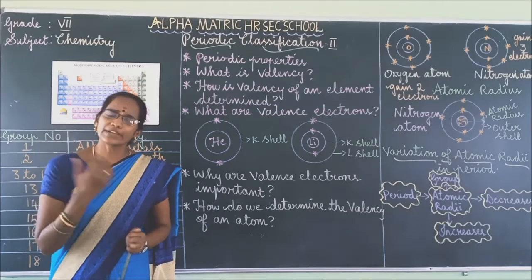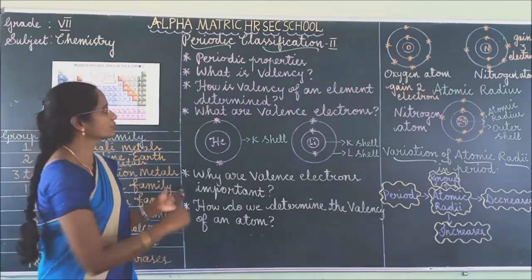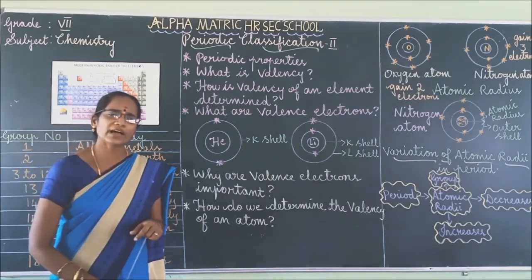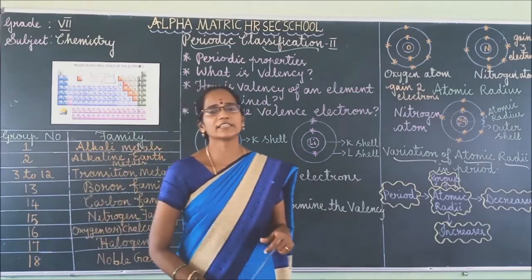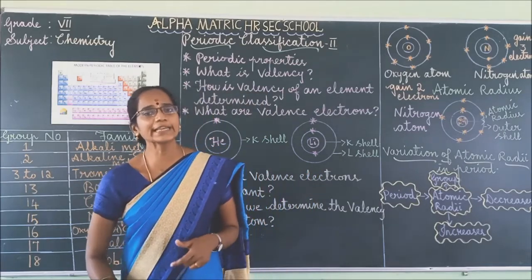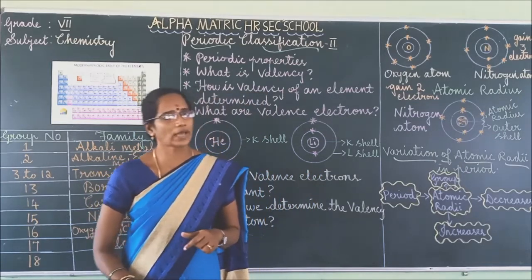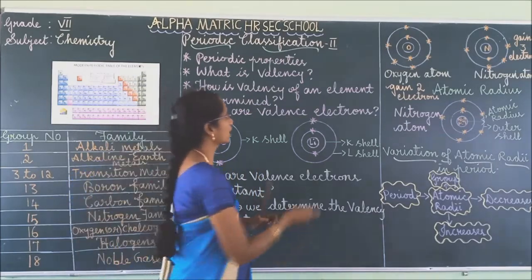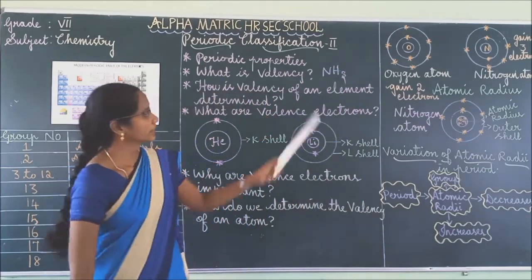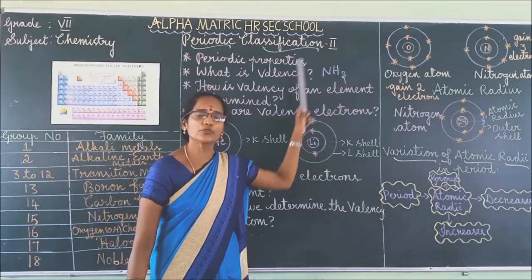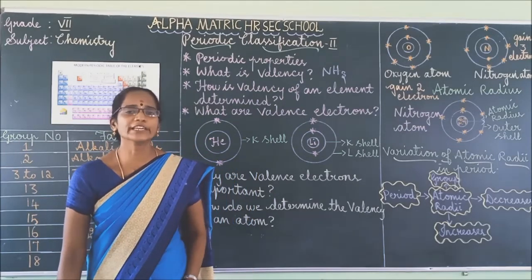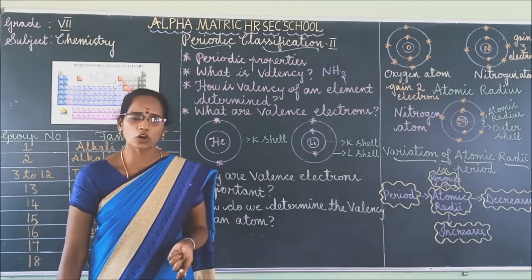Okay. Before we enter into these periodic properties, first we should know about what is meant by valency. Okay, what do you mean by valency? Valency is nothing but the combining capacity of an element, right? For example, you can take the ammonia compound. The formula of ammonia is NH3. Nitrogen reacts with hydrogen to form the compound ammonia, right? Compound means what? Combination of two or more different elements. That is called compound, isn't it?